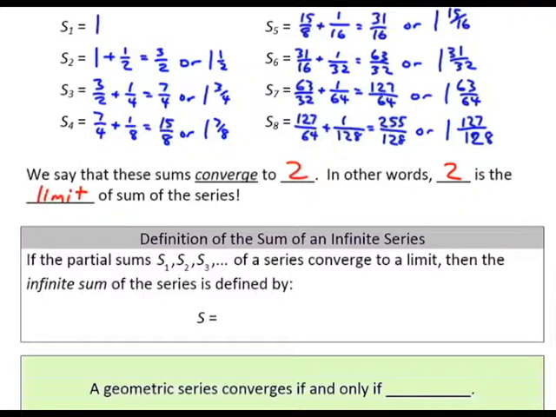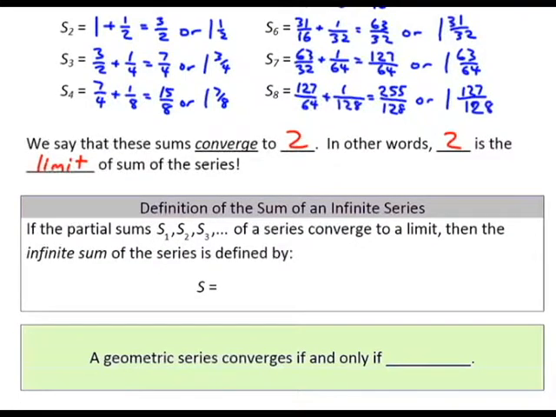That brings us to the definition. Our definition of the sum of an infinite series is actually the limit of the partial sums of the series. It does require that the partial sums do converge. Not all of them will. This one did. But that's why we need the language. If the partial sums converge, then the infinite sum is the limit of the partial sums.